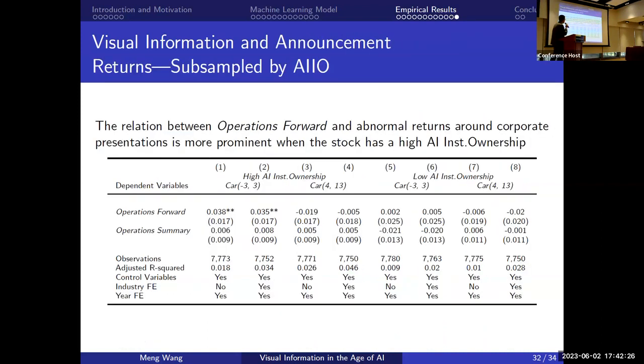We also find that the relation between operations forward and abnormal returns around corporate presentations, our main finding, is more prominent for stocks with high AI institutional ownership. These findings suggest that AI can help investors utilize the information. AI-equipped financial institutions can better utilize this part of the information. They have the informational advantage, and their trades are very sensitive to the valuable visual information we extract by machine learning.